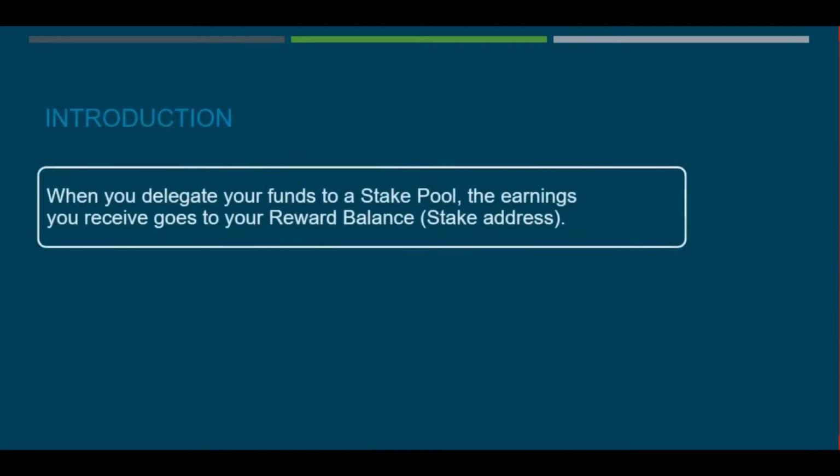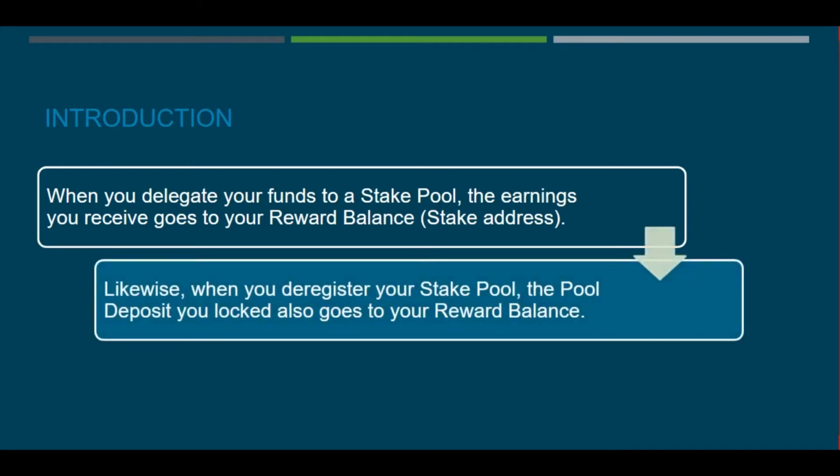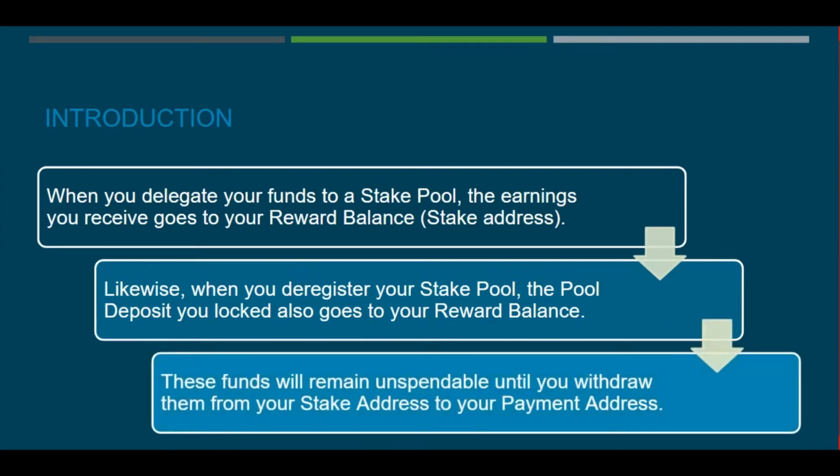Just in case you're wondering where the funds from your reward balance come from, usually when you delegate your funds to a stake pool, the earnings you receive every epoch go to your reward balance, or your stake address. Also, if you're running a stake pool and you decide to deregister or stop it, the pool deposit that you once locked also goes to your reward balance. These funds will remain unspendable until you withdraw them from your stake address to your payment address.